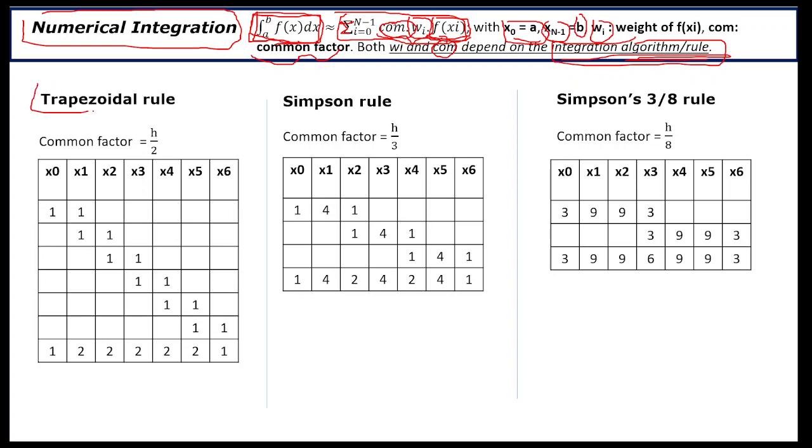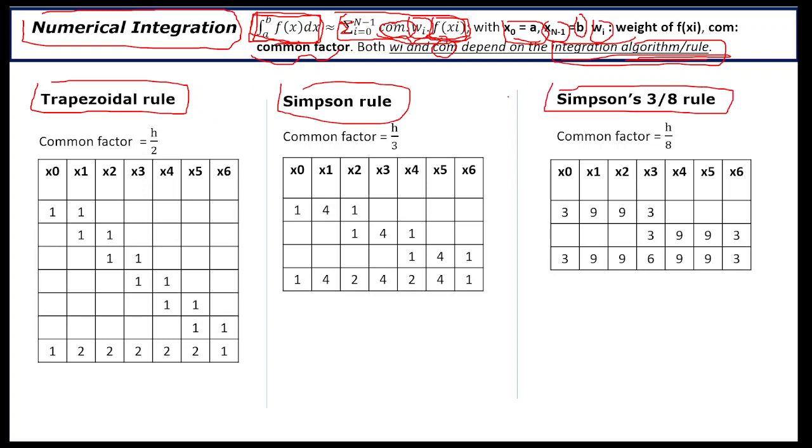So let's see, we have 3 rules here. There are many other rules, but I just want to introduce those 3 rules. The first one is the trapezoidal rule. As you can see, the common factor of the trapezoidal rule is totally different from the common factor of the other 2 rules. So that's why I say the common factor depends on the rule. They will have different kinds of values.